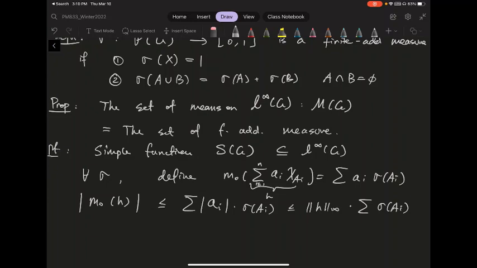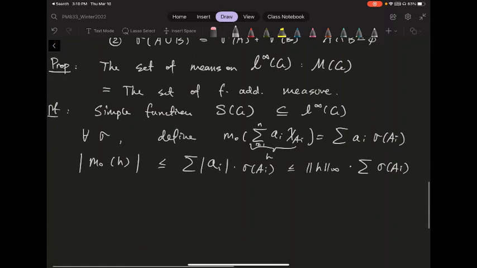So because it's a finite sum, this is the sigma of their union, but the union is going to be a subset of X. And because you have a finite additive measure, it is going to be monotone, okay, because monotone doesn't require the sigma additivity. So this one is going to be bounded above by the sigma of X, which equals 1. So your M0 is going to be a continuous function from the simple functions to the complex numbers, and its operator norm is bounded by 1.